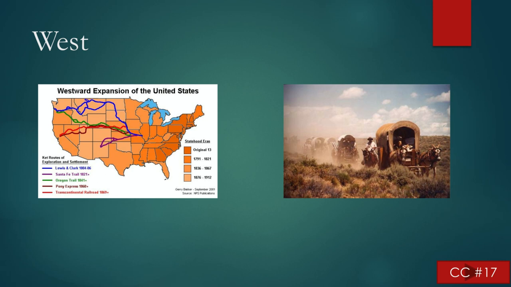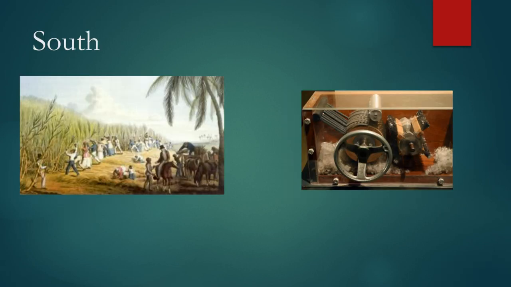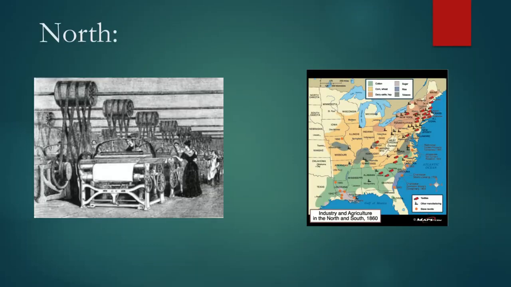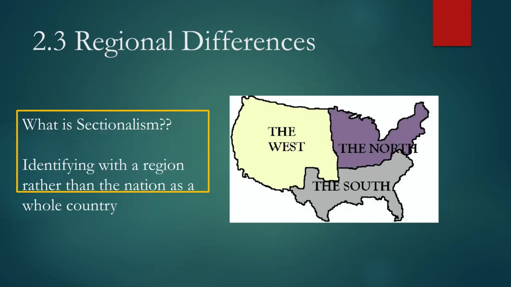You want to know how the West was different from the North and the South, and some of the main things that came out of the West. You want to know the differences of the South and some of its major production and what the South was all about during this period. And you want to know about the North as well, making sure you understand how the Northern economy was shaped. You also want to make sure you write down what is sectionalism and you explain the definition for sectionalism. And again, it's identifying with a region rather than the nation as a whole country.